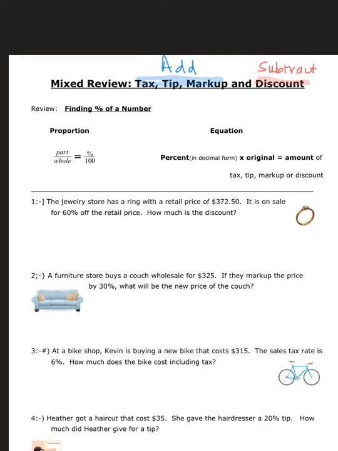Another review of the proportion setup and the equation setup for when you're finding percent of a number. Sticking with the equation because that comes out to be easier to just type straight into a calculator. The percent needs to be in decimal form times the original, and that will give you the amount of tax, tip, markup, or discount depending on what the question is asking. But either way, it's still going to be the percent in decimal form times the original. And for the percent, take your decimal and move it 2 places to the left to turn it into a decimal.